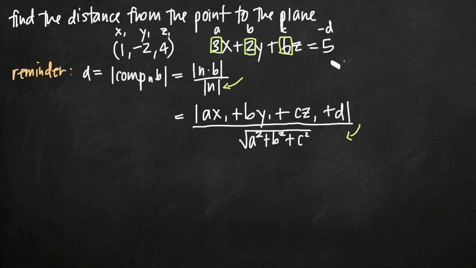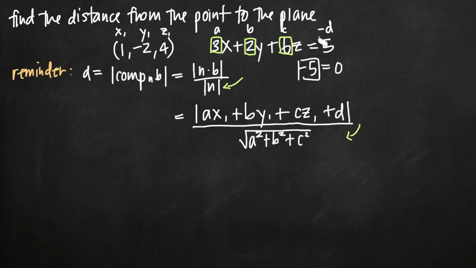So it's essentially taking values from the equation. If on the left-hand side here we had -5, and the right-hand side was equal to 0, so if this were in the form 3x + 2y + 6z - 5 = 0, then we'd just be able to take this -5 and plug it straight in for d.